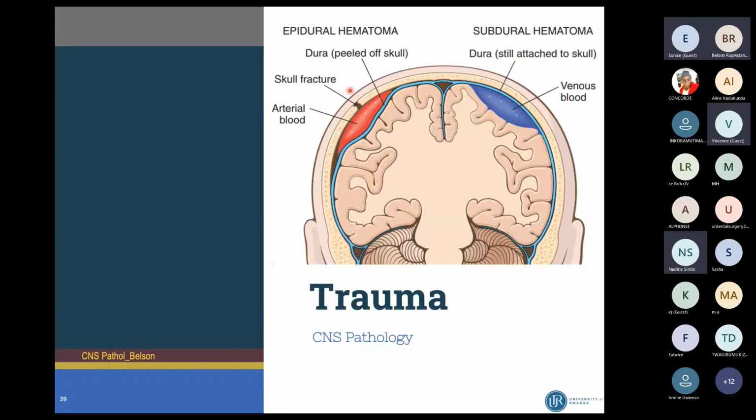And then when you have an epidural hematoma, it is between the skull bone and the dura. So here the dura is peeled off the skull and the hemorrhage accumulates here, forming a mass. Now a subdural hematoma is below the dura, so it is between the leptomeninges and the dura mater here, as you see. This is because usually a subdural hematoma is caused by a rupture of a vein, while an epidural hematoma is usually due to a rupture of an artery. So clinically they are different.